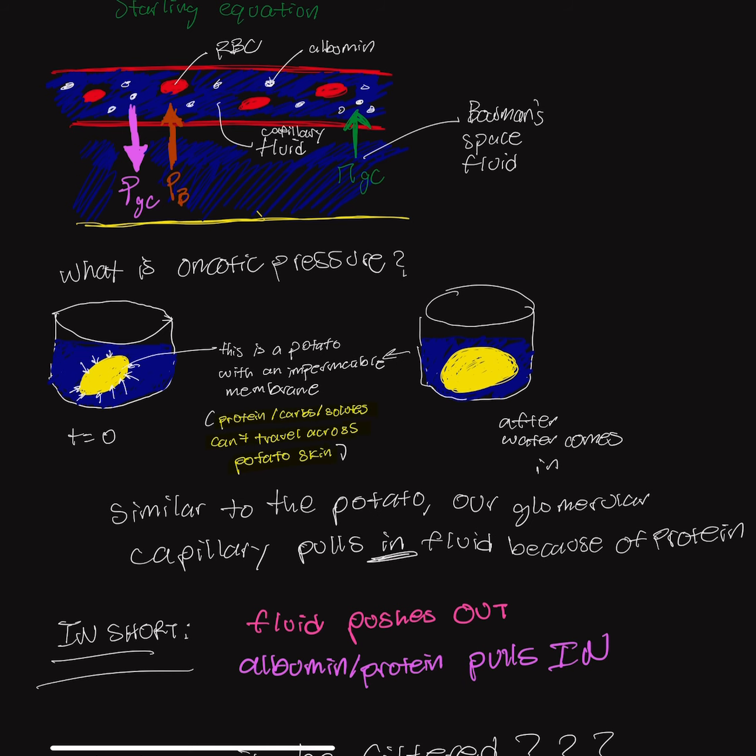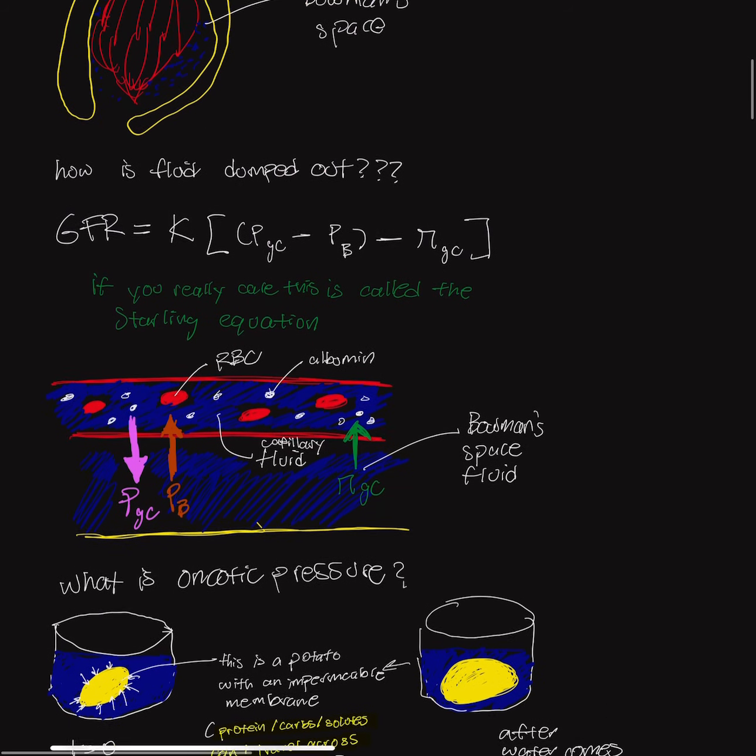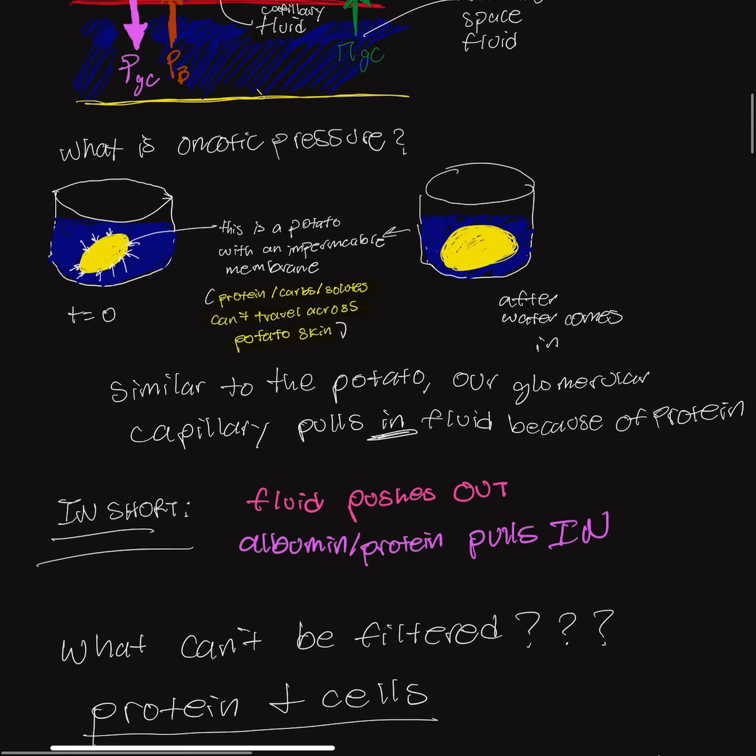And we can see how that affects the flow one more time by looking at Starling's equation. If you want a positive flow rate, the only way that's possible is if PGC is way larger than the oncotic pressure and PB. Okay, so now moving on.